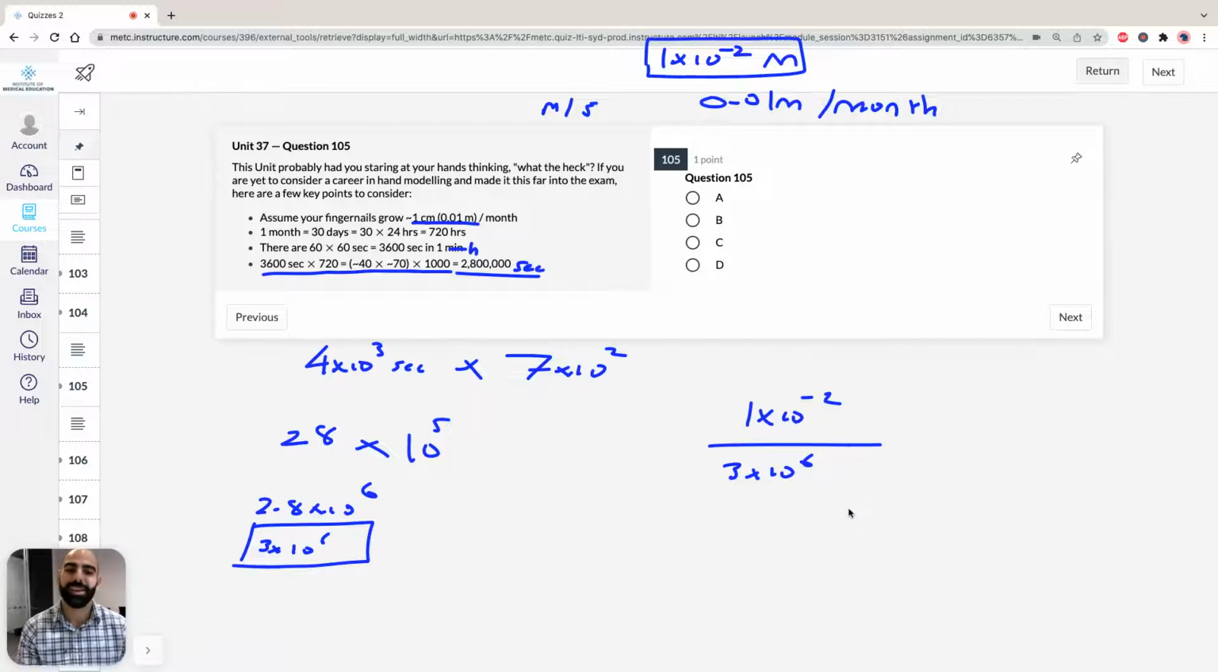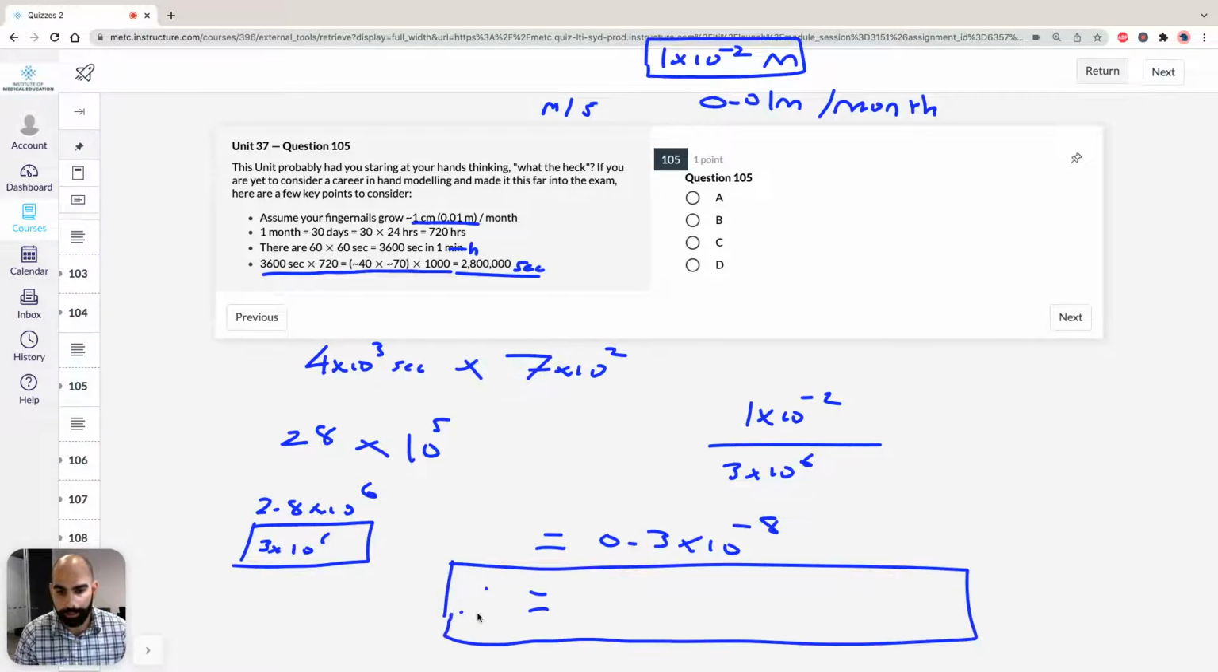Now remember, with scientific notation, if we're multiplying, we add the superscripts. If we're dividing, we subtract the superscripts. So it's going to be minus 2 minus 6, and 1 divided by 3 is, let's just say, 0.3, though it is 0.333 repeating. So 0.3 by 10 to the minus 8, and then we can move this across. Therefore, our final answer is going to be 3 by 10 to the minus 9 meters per second.